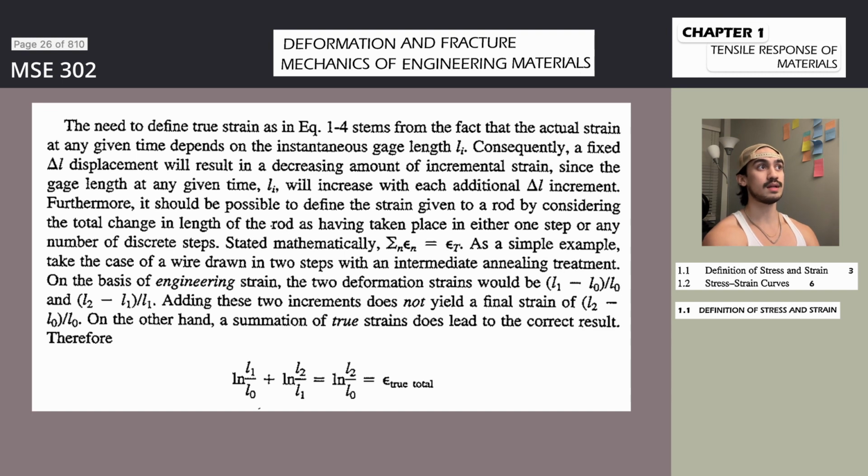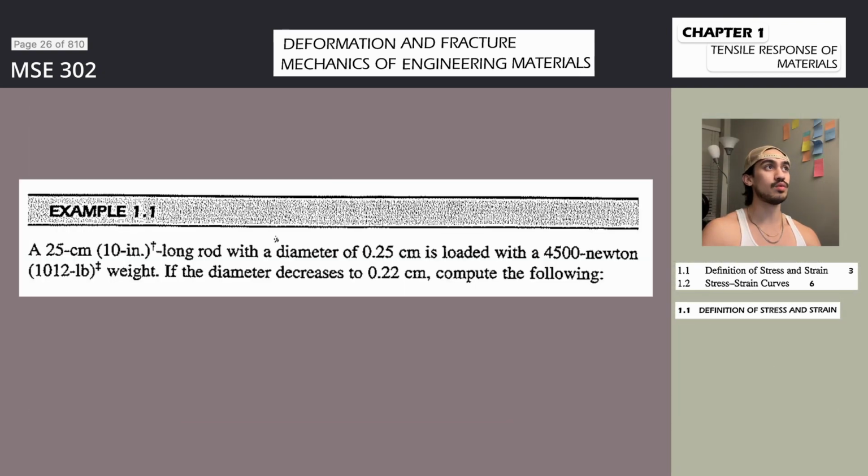As a simple example, take the case of a wire drawn in two steps with an intermediate annealing treatment. On the basis of engineering strain, the two deformation strains would be L1 minus L initial divided by L initial, and L2 minus L1 divided by L1. Adding these two increments does not yield a final strain of L2 minus L0 divided by L0. On the other hand, a summation of true strains does lead to the correct result. Therefore, we have the following equation. Example 1.1, we will come back to it later.